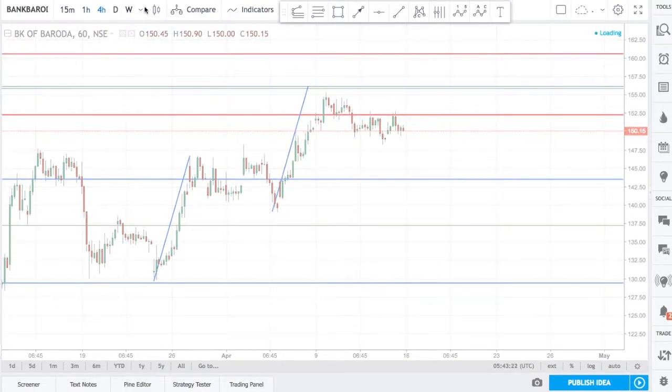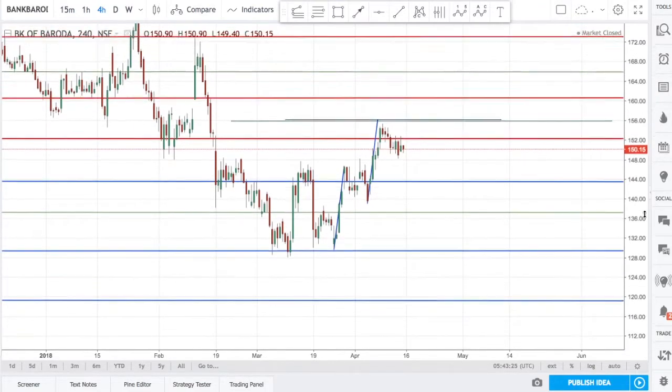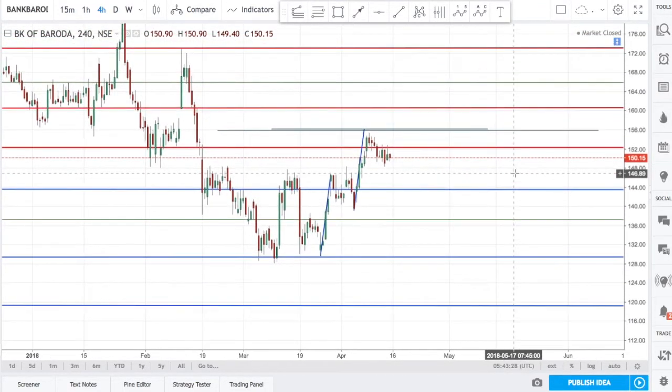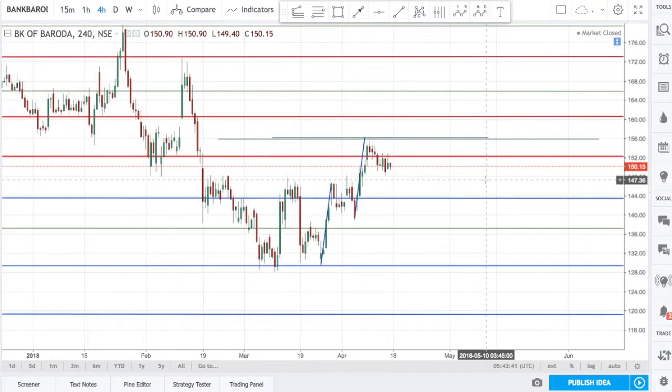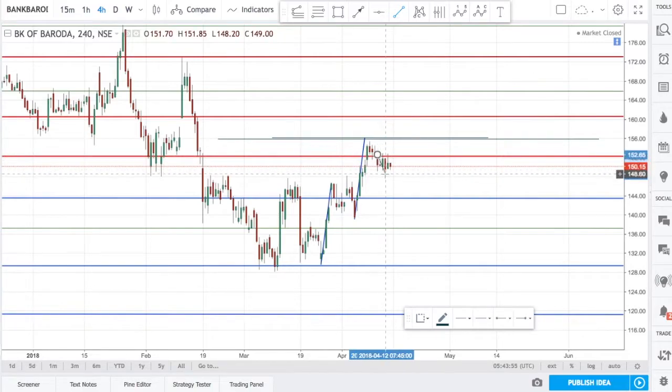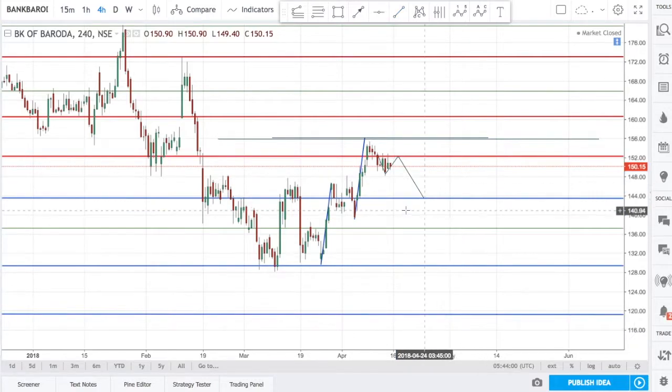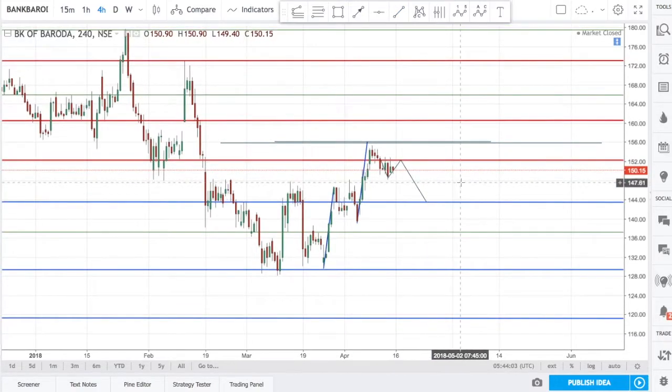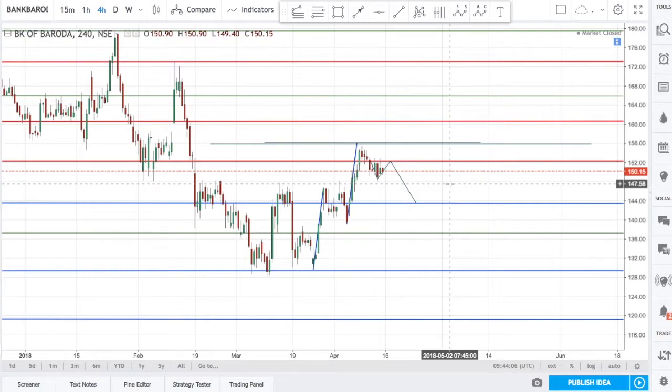Let's now switch back to our 4 hour chart. Okay, so all these clues give us enough indication that the stock might be heading lower to its next support level. What are we expecting? We are expecting this to happen. So we have our setup in place and we have our references to support our trade.